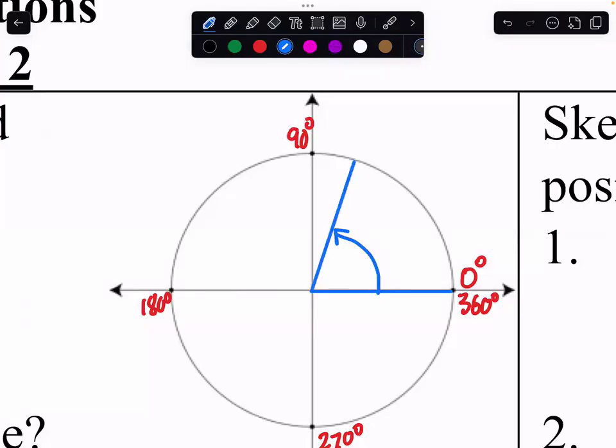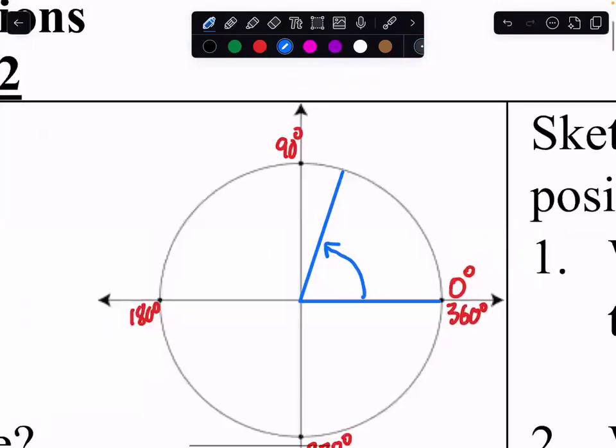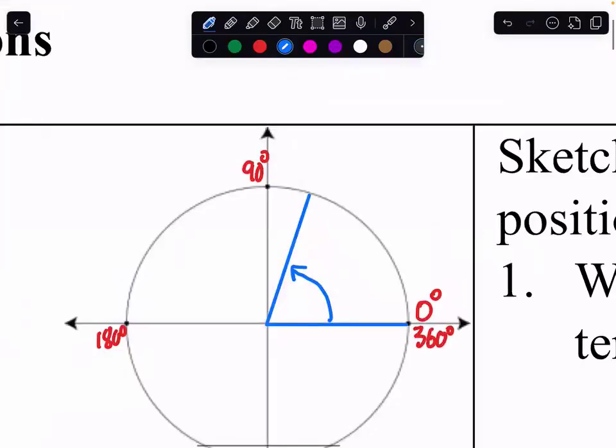Just a reminder, when sketching, you do need to draw the arrow showing the direction, because if you don't draw the arrow, for all I know, you think it's like this, which it is not. If you don't draw the arrow, you will not get credit. So this represents 80 degrees.